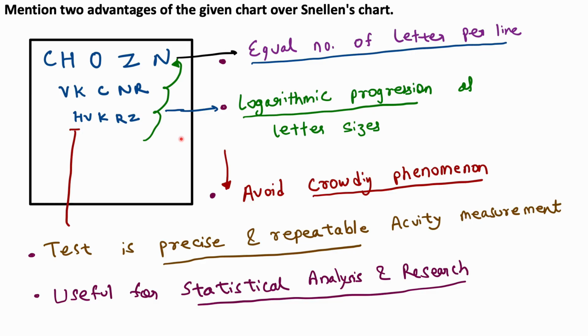The third question is, mention two advantages of this chart versus the Snellen chart. The first advantage is, there are an equal number of letters per line and there is logarithmic progression of the letters. If you go from up to down, this avoids the crowding phenomenon, and this test is precise and repeatable across the world. It is therefore used in all statistical analysis and research papers. If you see any research paper, they mention how much the logMAR value changed from initial visual acuity to final. So it is used in all standard research paper tests.